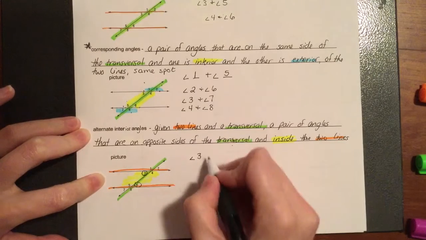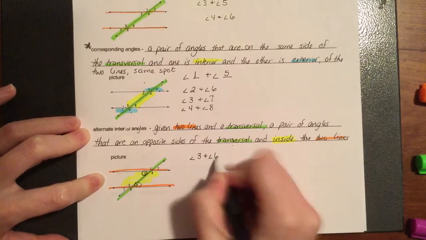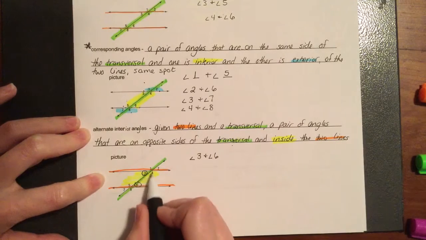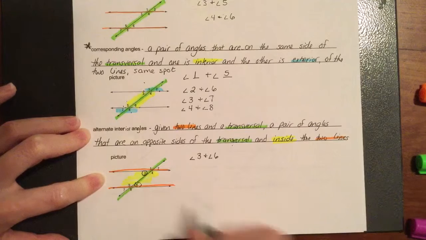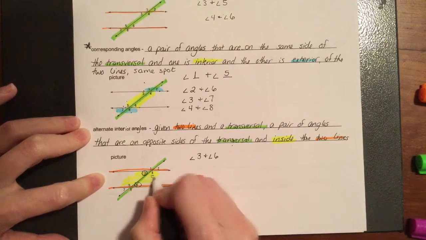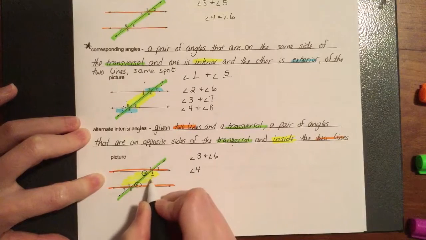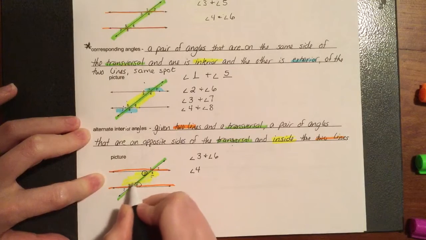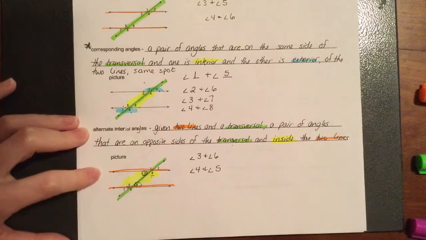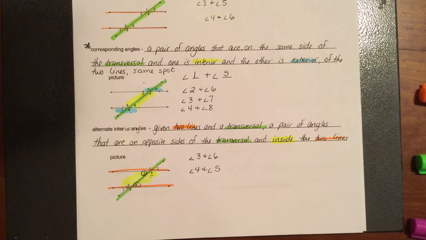So we're looking at 3 and 6. Those are alternate interior angles. They alternate, they're on opposite sides of that transversal, and they're on the inside between those parallel lines. The other two angles we haven't talked about: angle 4 is on the inside, and if we go on the opposite side, not touching, we've got angle 5. So those are alternate interior angles.